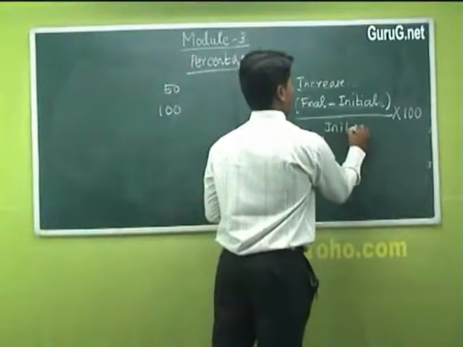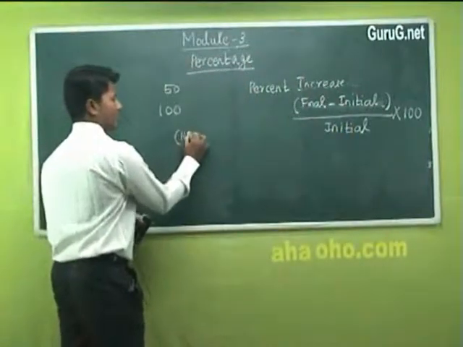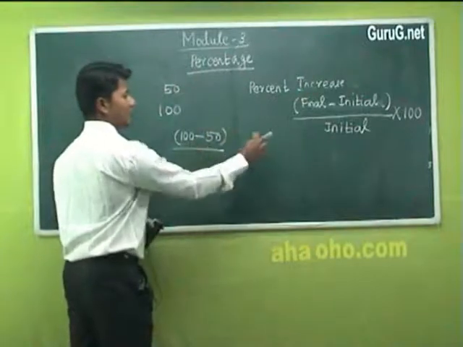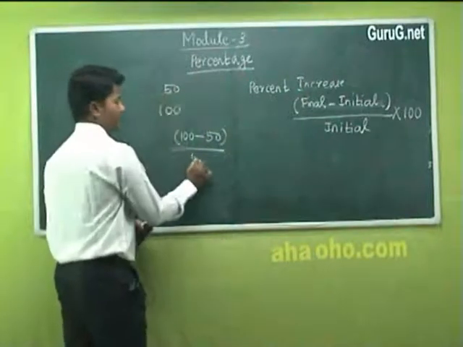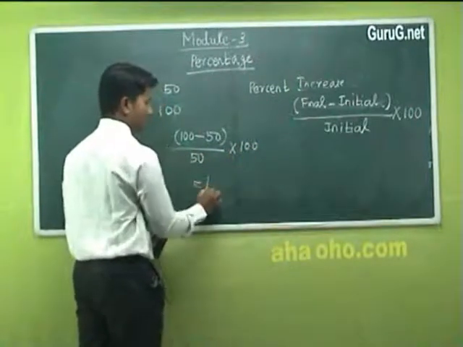Same. So what is the final number of apples? 100 minus the initial, which is 50. What is the initial value in this case? It is 50, into 100. The answer is 100%.